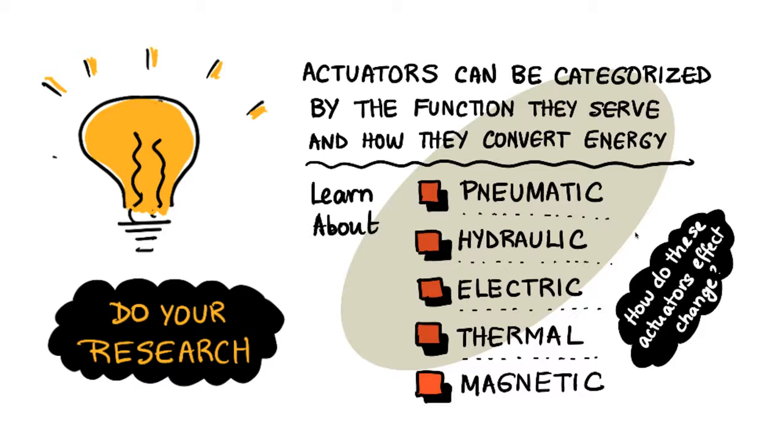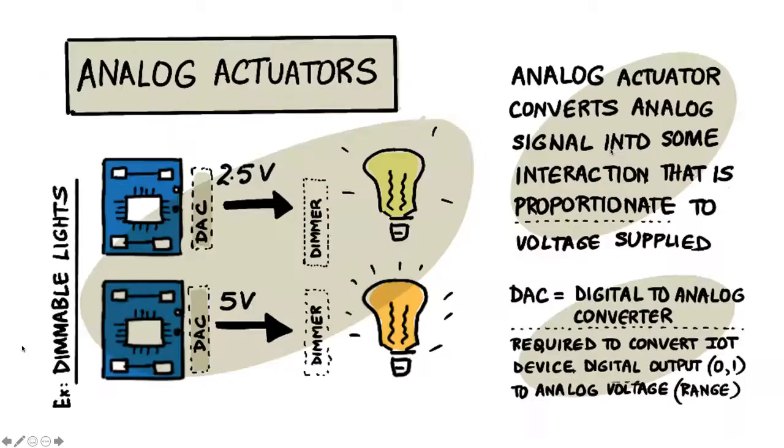There's pneumatic sensors, hydraulic sensors, electric sensors, thermal sensors, magnetic sensors. Actuators: pneumatic actuators, hydraulic actuators, electric actuators, thermal actuators, magnetic actuators. So how do these work? How do they affect change? What does a magnetic actuator do when you put electrical signals to them? So something to research, and again, we can talk about this in the office hours tomorrow.